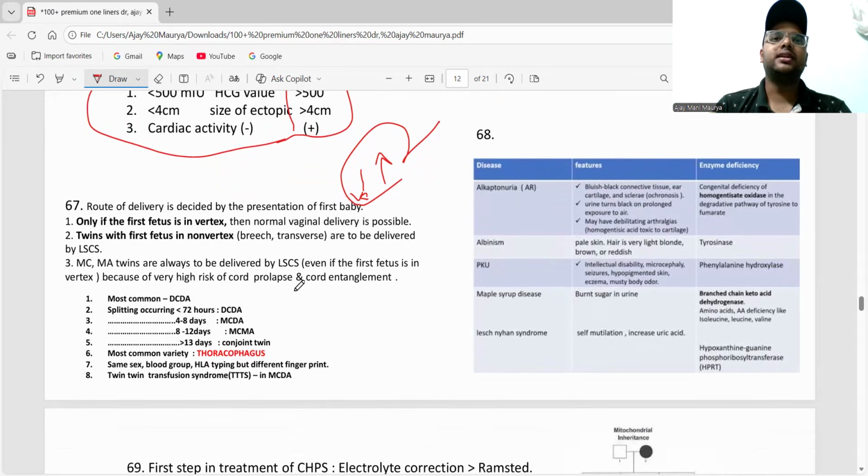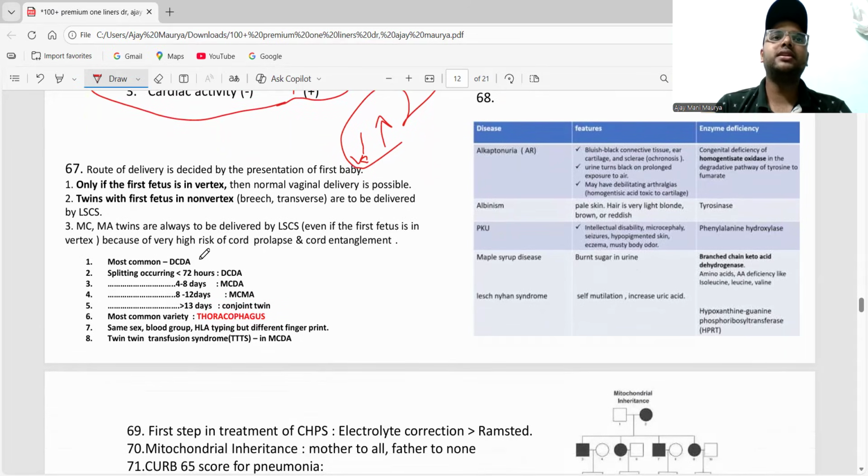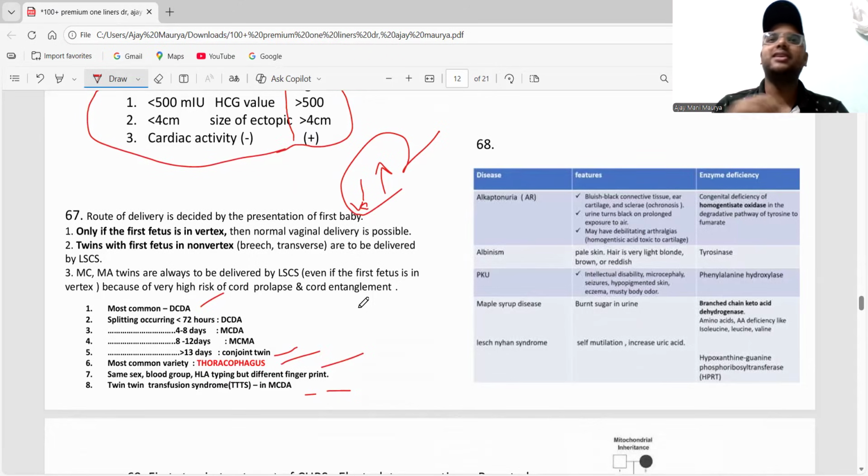Then let's go. Here, the most common is the DCDA. The splitting occurs within 72 hours, it forms the DCDA. 4 to 8 days, MCDA. 8 to 12 days, MCMA. More than 13 days is called what? Conjoined twin. Right? Most common is the dizygotic. Remember, same sex, same blood group, same HLA typing, but they have different fingerprints. Where will you see twin to twin transfusion syndrome? In the MCDA. See, I covered a lot. I covered many things here.